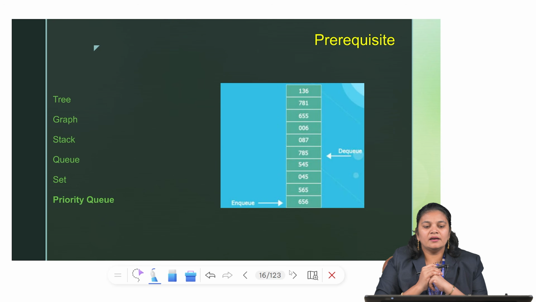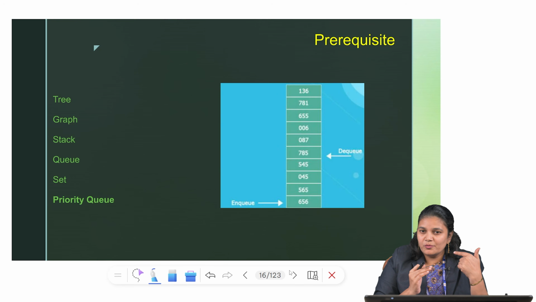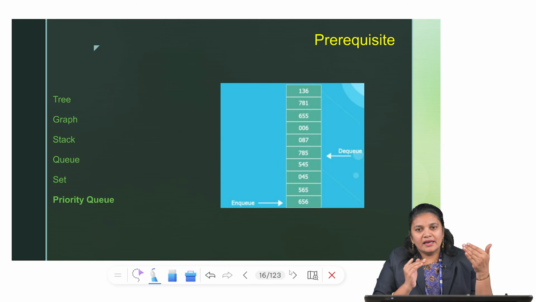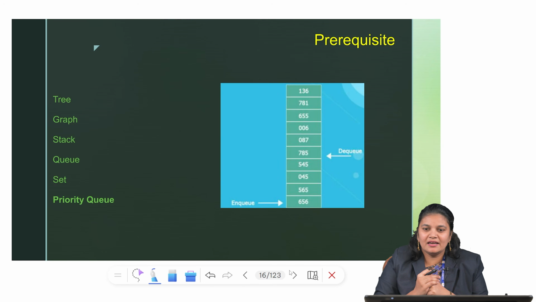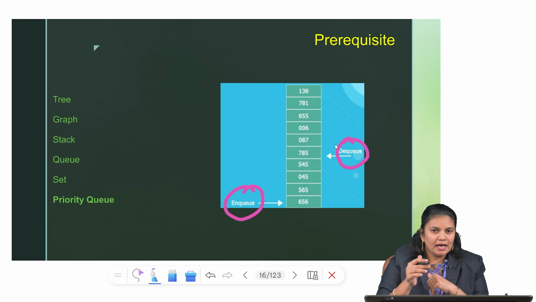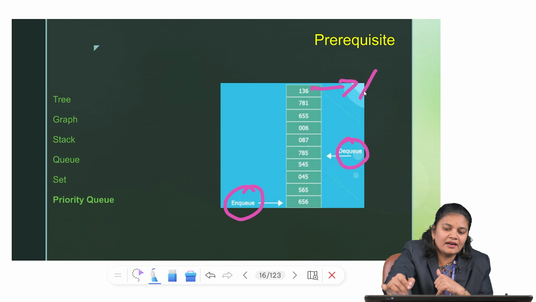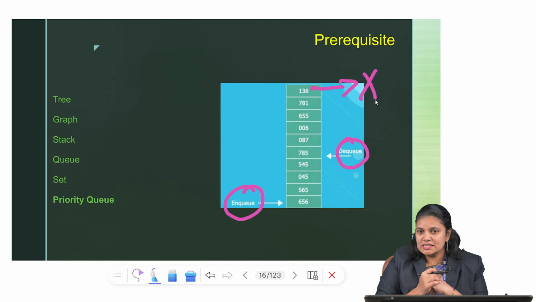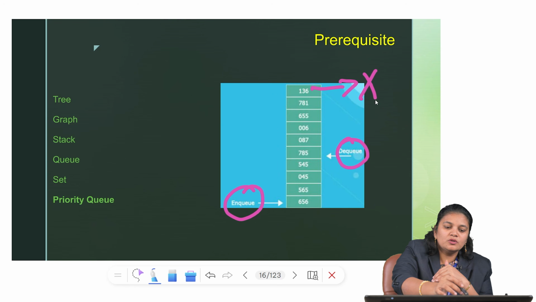And the last one, this is not actually a data structure. The priority queue uses the data structure queue, and it is a type of abstract data type. We call it an abstract data type. In the priority queue, similar to a queue, we have NQ and DQ operations. In this figure, we can find that NQ is happening at one end, but DQ is not happening at the other end. How does this happen in the priority queue? The NQ and DQ entry and exit points can be anywhere in the queue. That is how the priority queue works.